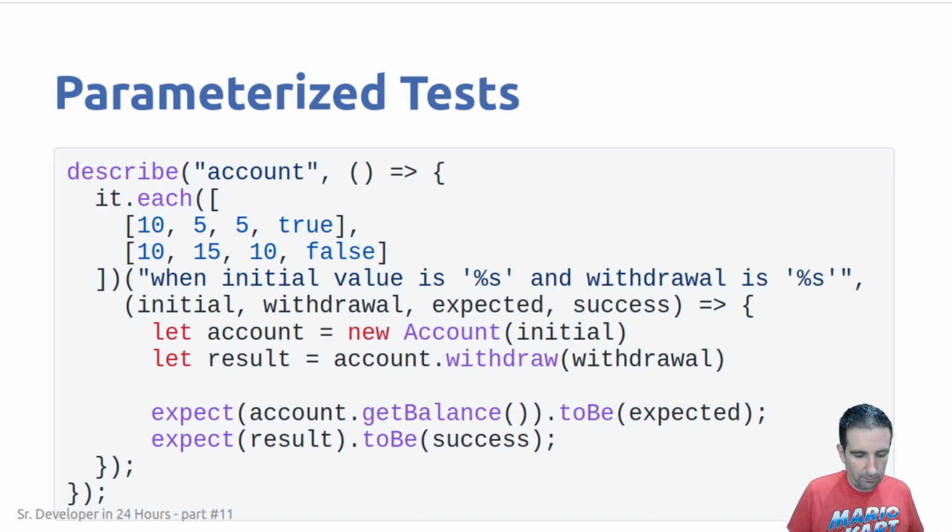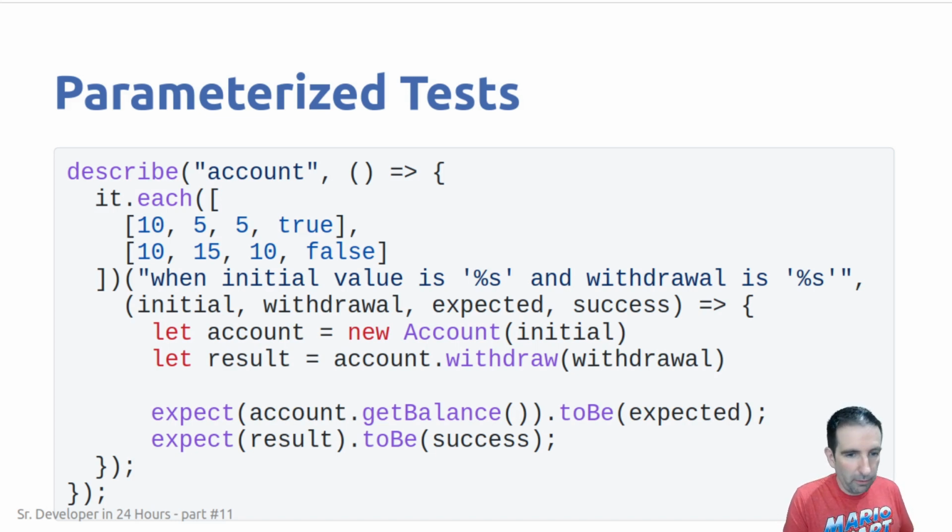that we can use to execute the same method multiple times, passing different inputs and different assertions that we're going to check for. So here we have an array of arrays. Each of the arrays is the parameters that we're going to pass to each iteration of the test. So for example, in the first array, we have 10, 5, 5, and true. We're starting with 10. We're going to withdraw 5. We're going to be left with 5, and the transaction is successful.